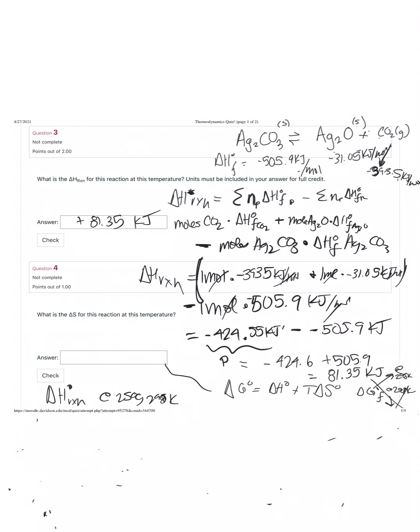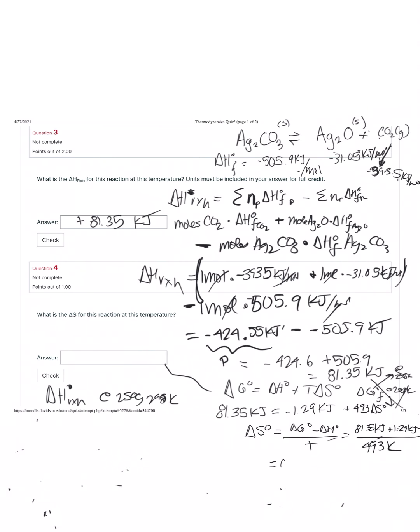So we have delta G equals delta H minus T delta S. We know that delta G naught is 81.35 kilojoules. We know that delta H is negative 1.29 kilojoules. And then we are solving for S, so plus 493 times delta S naught. To solve for delta S, we take delta G naught minus delta H naught over T, or 81.35 kilojoules plus 1.29 kilojoules over 493 Kelvin.